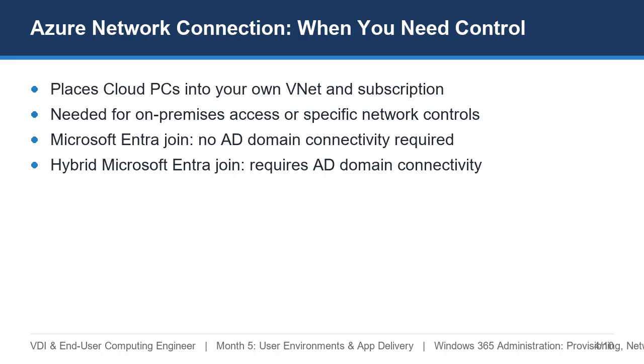An Azure network connection places cloud PCs into your own VNet, which you need when cloud PCs must reach on-premises resources or sit behind your own network controls. It comes in two join-type flavors: Microsoft Entra Join, which needs no AD domain connectivity at all, and hybrid Microsoft Entra Join, which does, because the cloud PC has to complete an actual domain join.